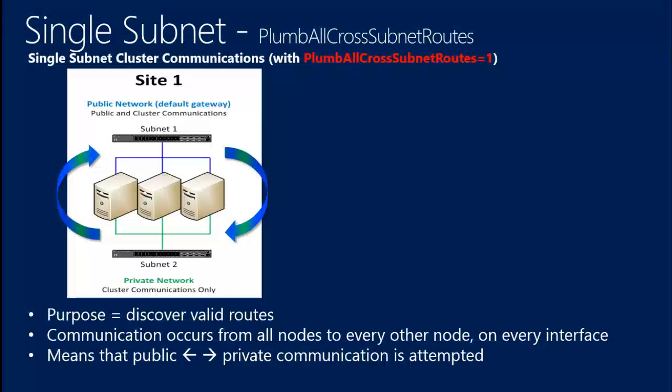Now, if we turned it on and you don't have a valid route, it means that there would be communication attempted between the public and the private network, and in most of your networks that would fail. Every time it fails, it increases the failure rate and adds towards the threshold of failing over your cluster. So you don't want to turn it on unless you have a valid route.